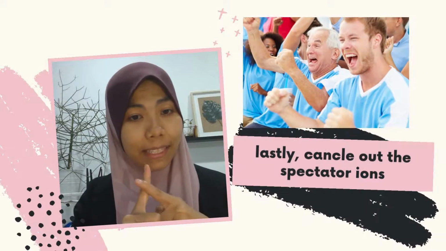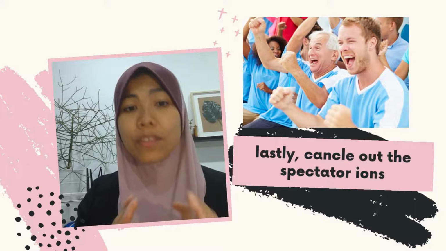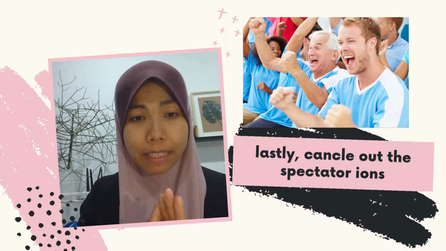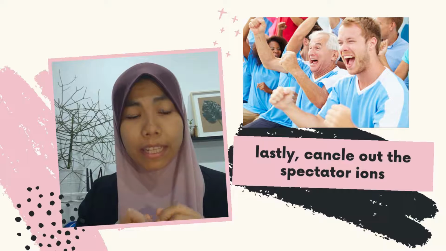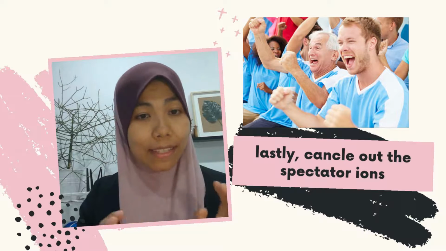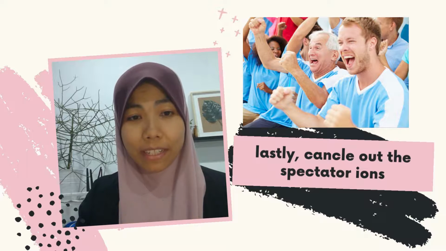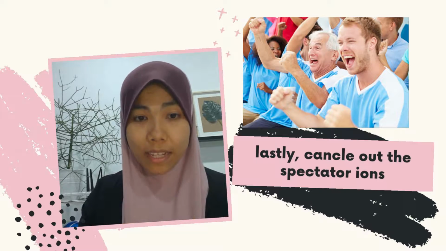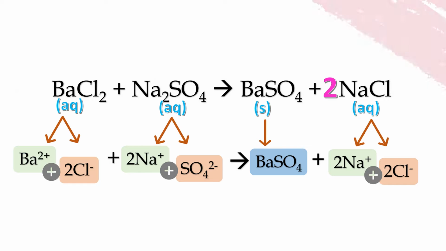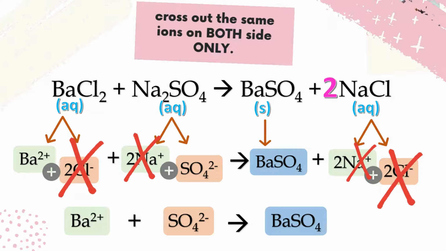Lastly, cancel out the spectator ions. Spectator ions are ions that do not take part in a chemical reaction, like an audience or spectator for a football match in a stadium. The spectators do not take part in the game, they are just watching and observing the game. The spectator ions will remain unchanged on both sides of the equation. In this case, sodium ion and chloride ions are the spectator ions in this reaction.